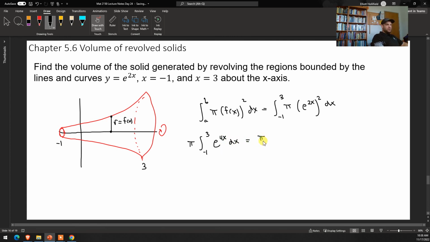Now we can compute our antiderivative to get 1/4 e to the 4x, and we evaluate in between -1 and 3. Bring our 1/4 out front, get e to the 12 minus e to the -4. And that one, I think we can leave just like that. If we need a decimal, we can plug it into a calculator from that point.